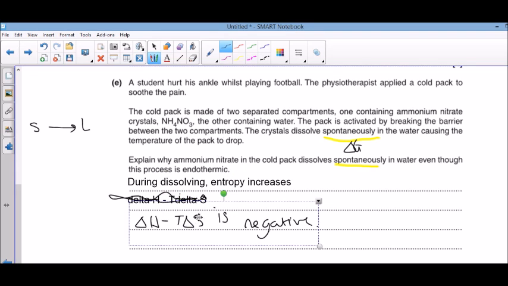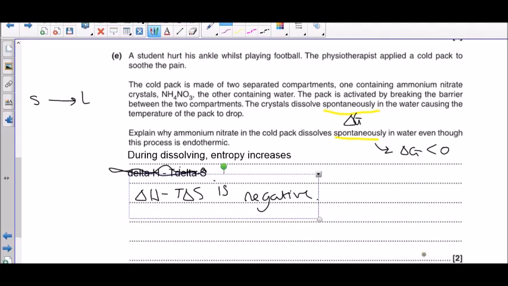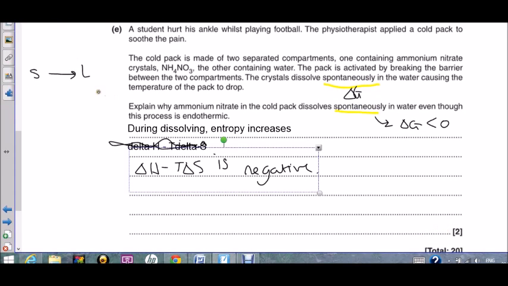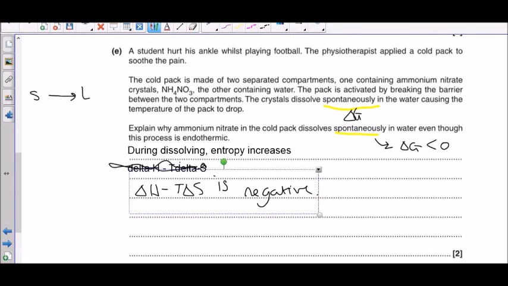So what we need to then say is, if it says it's spontaneous, then we know that delta G is less than 0. So we need to say delta H minus T delta S is negative, and that's our second mark. Total of 20 for this question, so 20% of the paper.